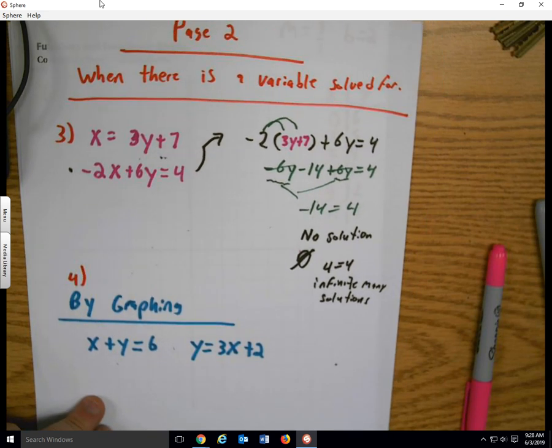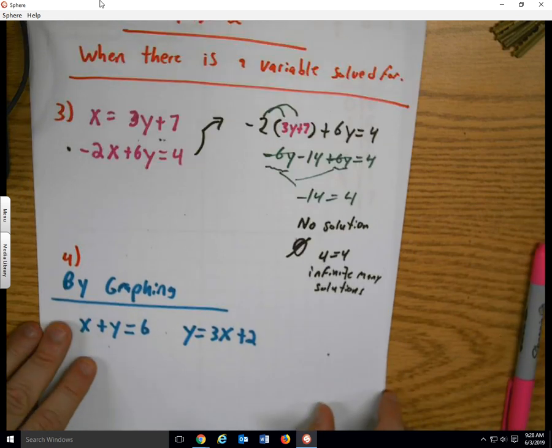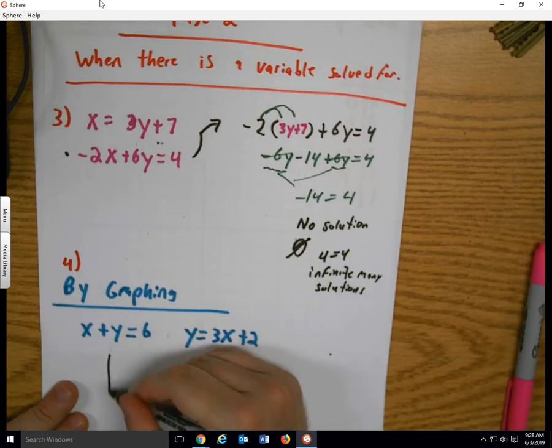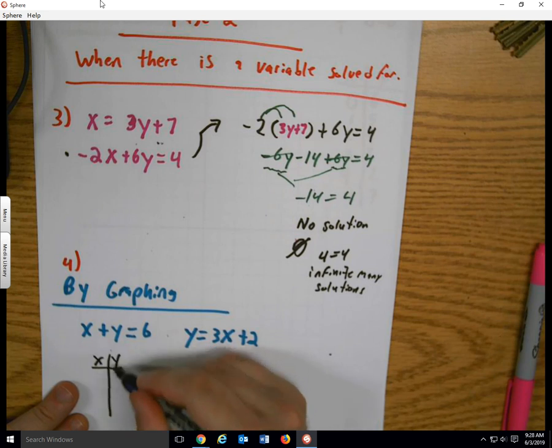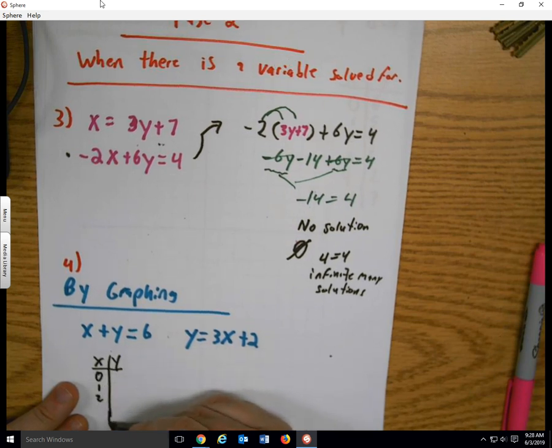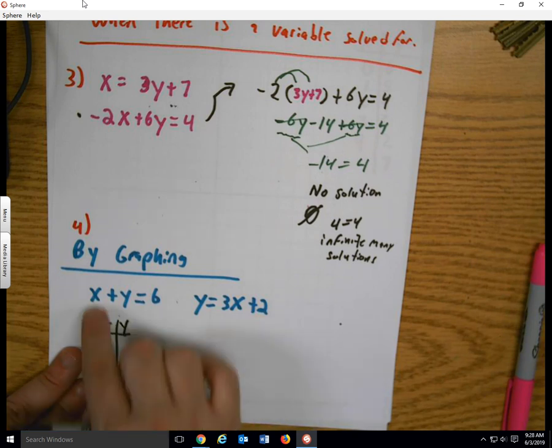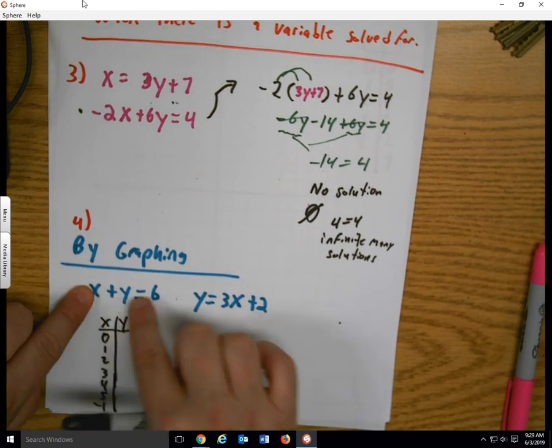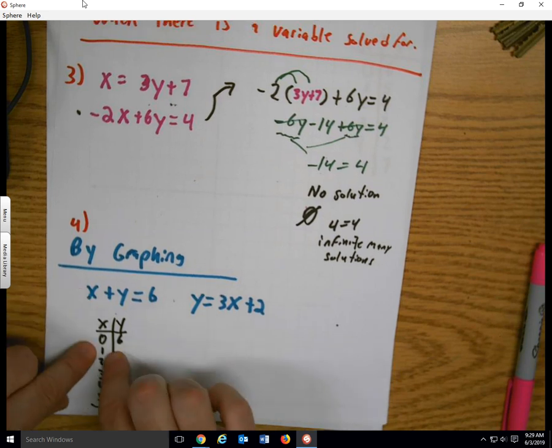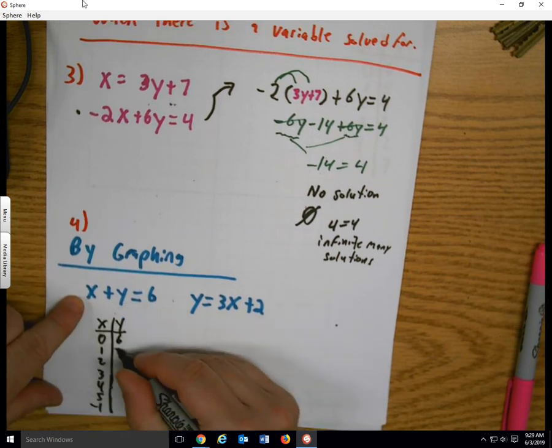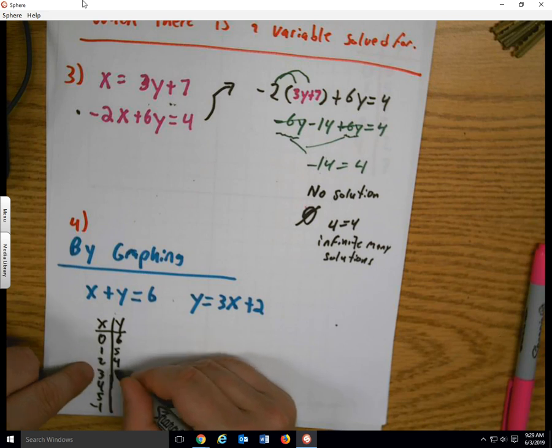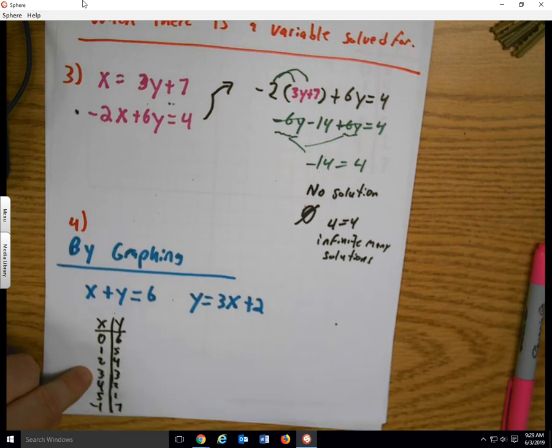Okay, let's talk about the last one here, and that's by graphing. So there's two different ways you can graph. One way is to make a chart and choose any values you want. Usually we choose some small numbers like 0, 1, 2. You could choose anything you want, 3, 4, 5. I'll even choose a negative number in there. And then substitute them in. If x is a 0, 0 plus what is 6? 0 plus 6 is 6. If x is a 1, 1 plus what is 6? 1 plus 5. 2 plus 4. 3 plus 3, and so on. That's it. And then you just plot the points and you're done.